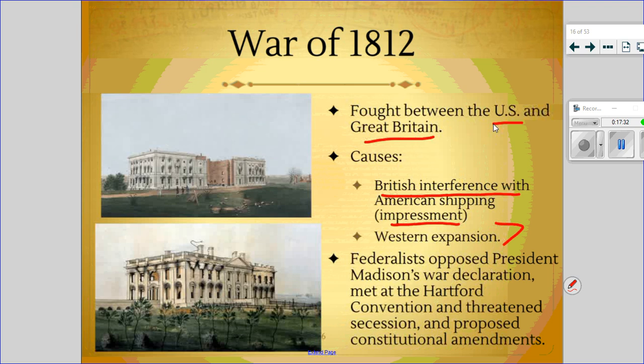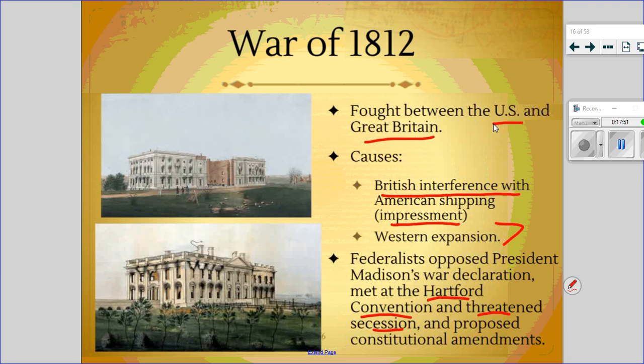The Federalists were opposed to the War of 1812. They opposed Madison's declaration of war. They held a convention called the Hartford Convention. They threatened to secede, and they proposed constitutional amendments, all because of this war. They were totally against it.